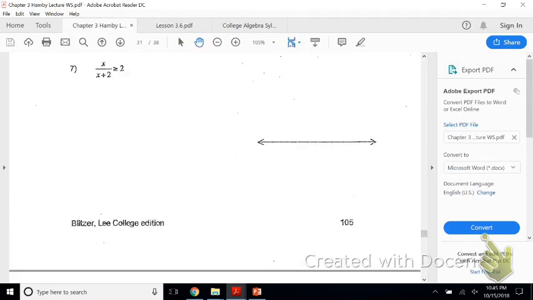Okay, so on number 7, I'm just going to look at it to help you get started here. One thing is it does not have 0 on one side, so we're going to have to move that 2 over, which means we're going to have x over x plus 2 minus 2 greater than or equal to 0. But remember I said you want to have one fraction. So that means we're going to have to subtract these. And how do you subtract fractions? Common denominator.